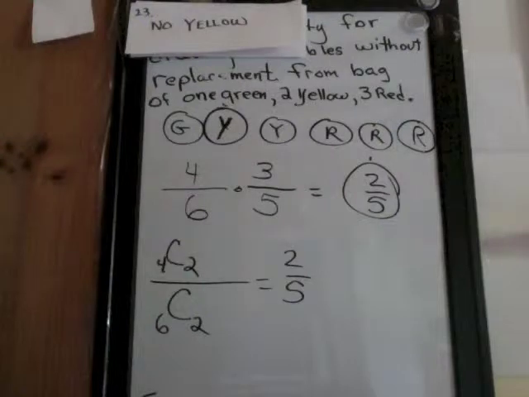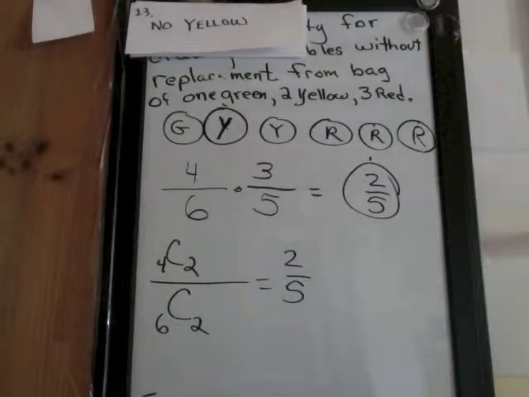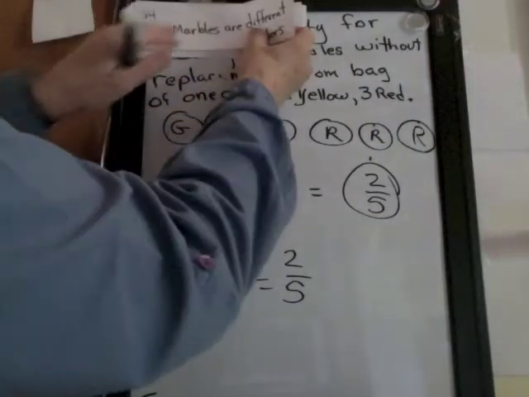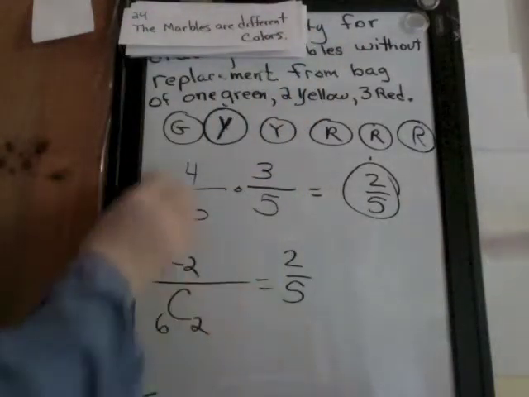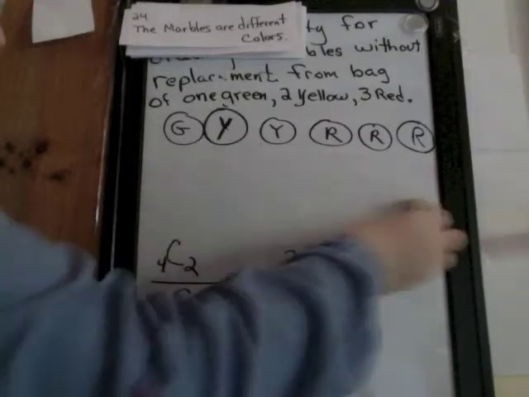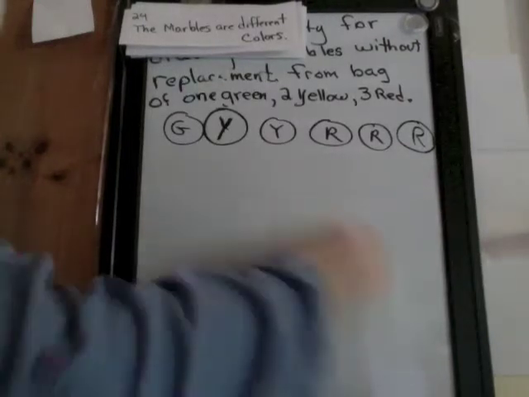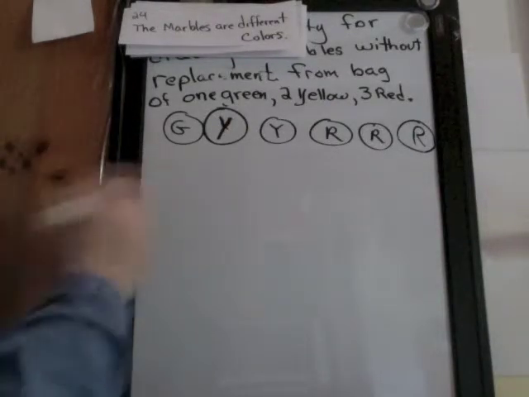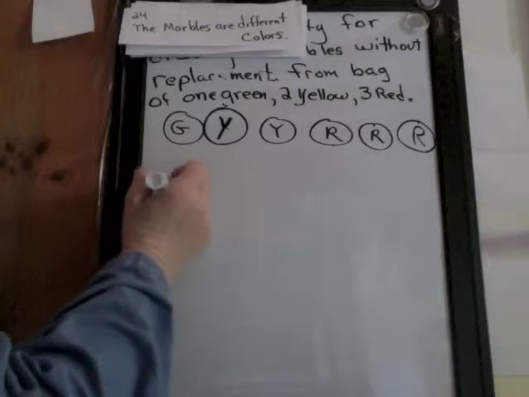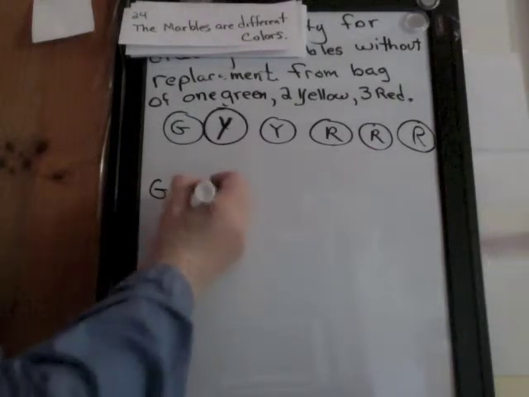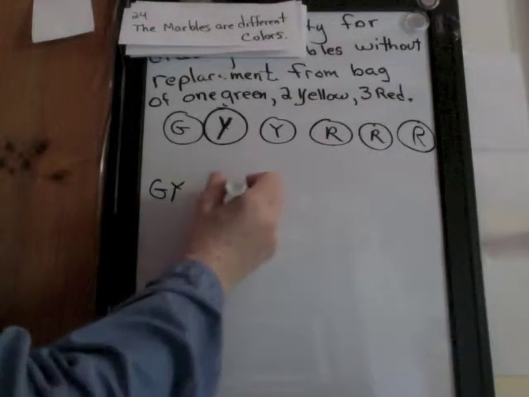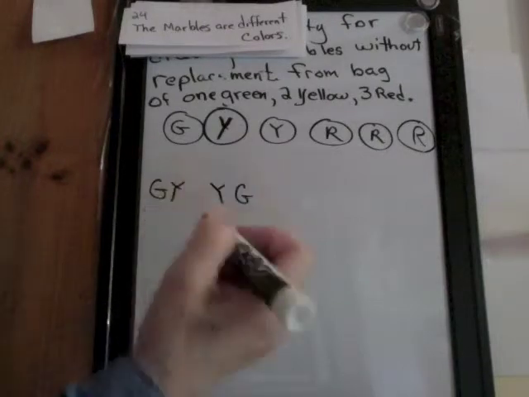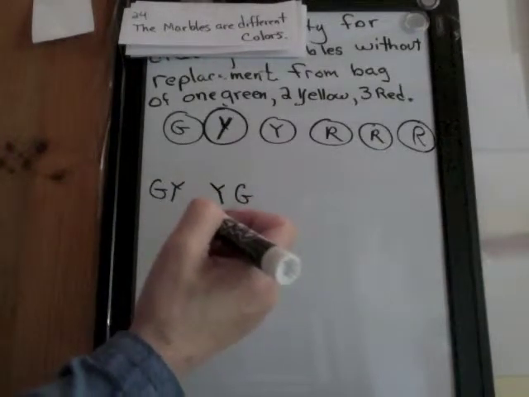All right, we got one last problem to do here. And that one says, the marbles are different colors. This is a little bit tricky. All right, so I kind of have to do a visual for the marbles are different colors. So that means I could get a green and a yellow, or I could get a yellow and a green. They're both different. That's one situation, right?